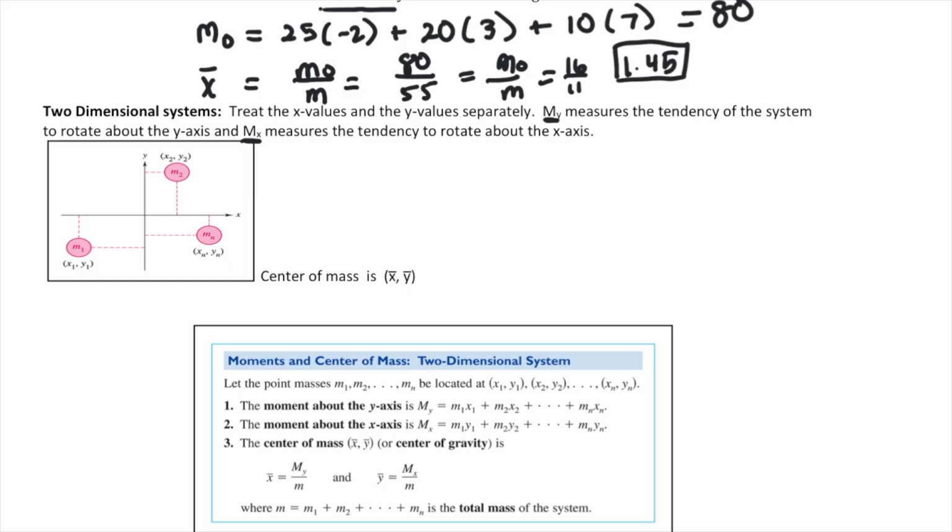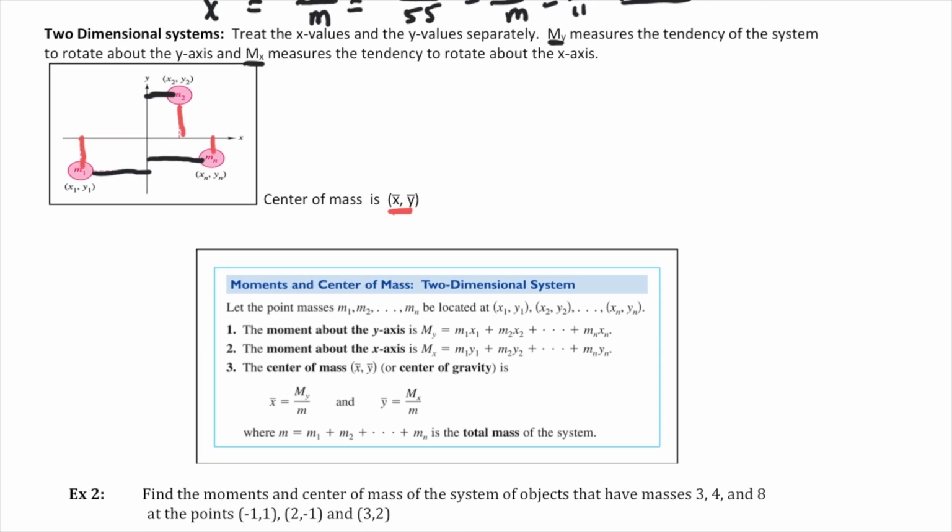If I draw the distances from the y-axis, so the moments about y, notice all of these distances are actually x values. And if I were to draw the distances to the x-axis, you got it, these distances are actually y values. Now, I find that to be very interesting. The center of mass can be found by x bar and y bar.